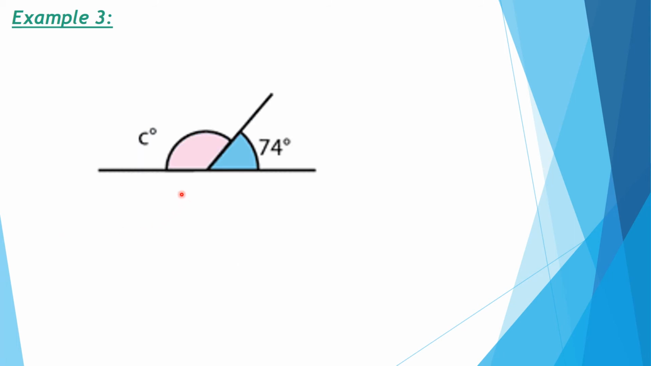Will you be able to find the size of C alone? Yes, the angle of 74 degrees and C are formed on a straight line. So the angle C can be found by subtracting 74 from 180 degrees. Then the angle C is equal to 106 degrees.